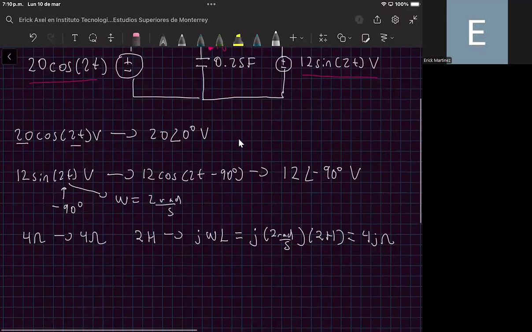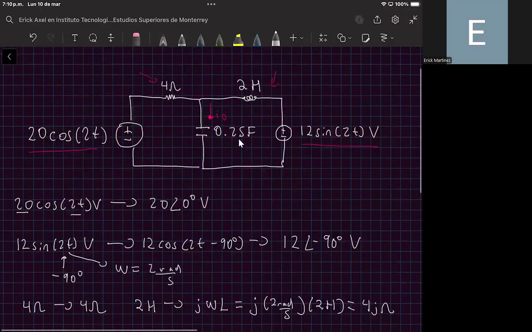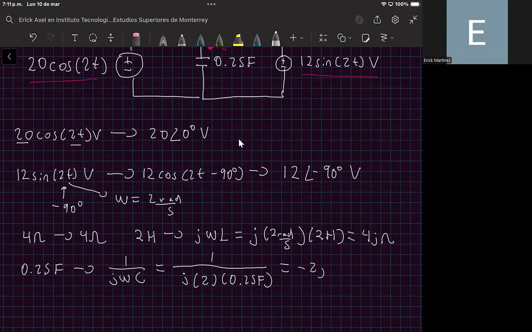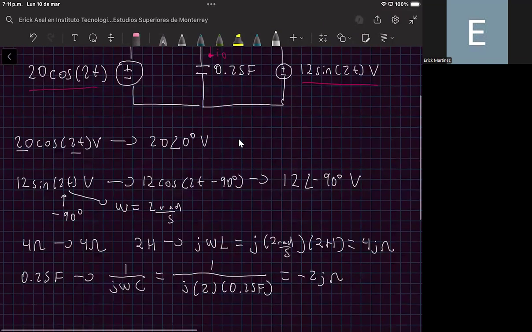and well, that's it. Now we need to convert the capacitor into the frequency domain, so it is 0.25 farads into the frequency domain is 1 over j times omega times C, and this is equal to 1 over j times omega, that is here 2, times the value of the capacitor, that is 0.25 farads, and this is equal to minus 2j ohms. Okay? Okay, so we have all of this.